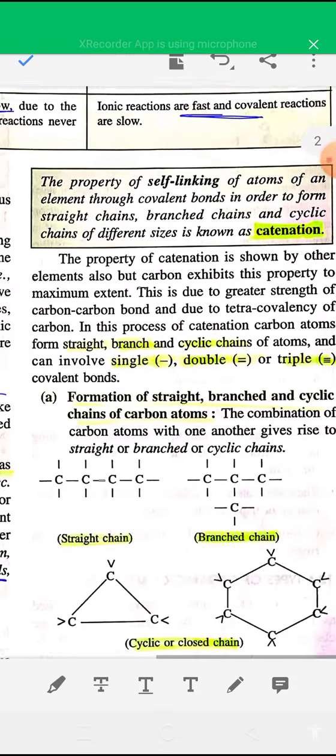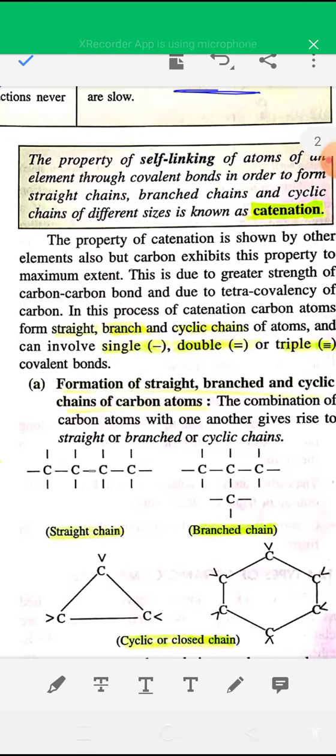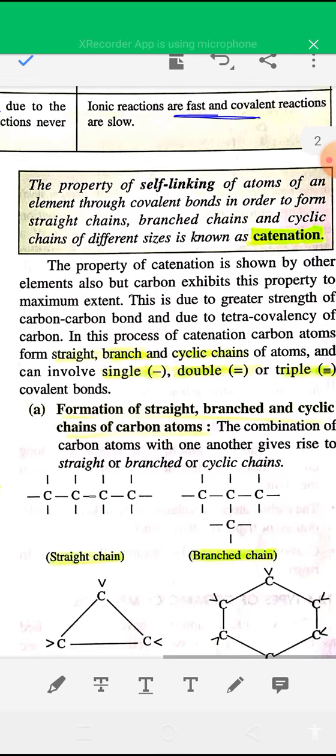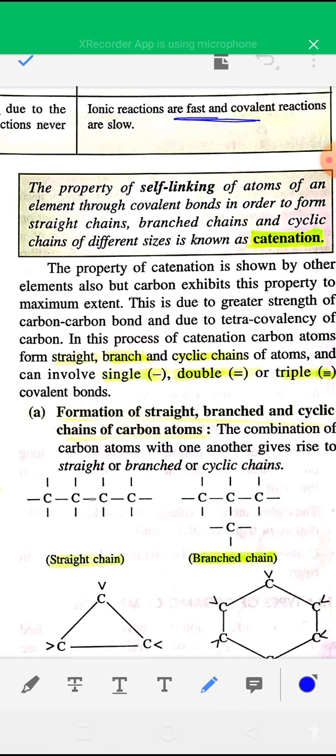So carbon has two unique properties. One is tetravalency, that is, it can form a maximum of 4 covalent bonds. The other is the catenation property of carbon, that is, self-linking. The property of self-linking of atoms of an element through covalent bonds in order to form straight chain, branch chain, and cyclic chain of different sizes is known as catenation property.